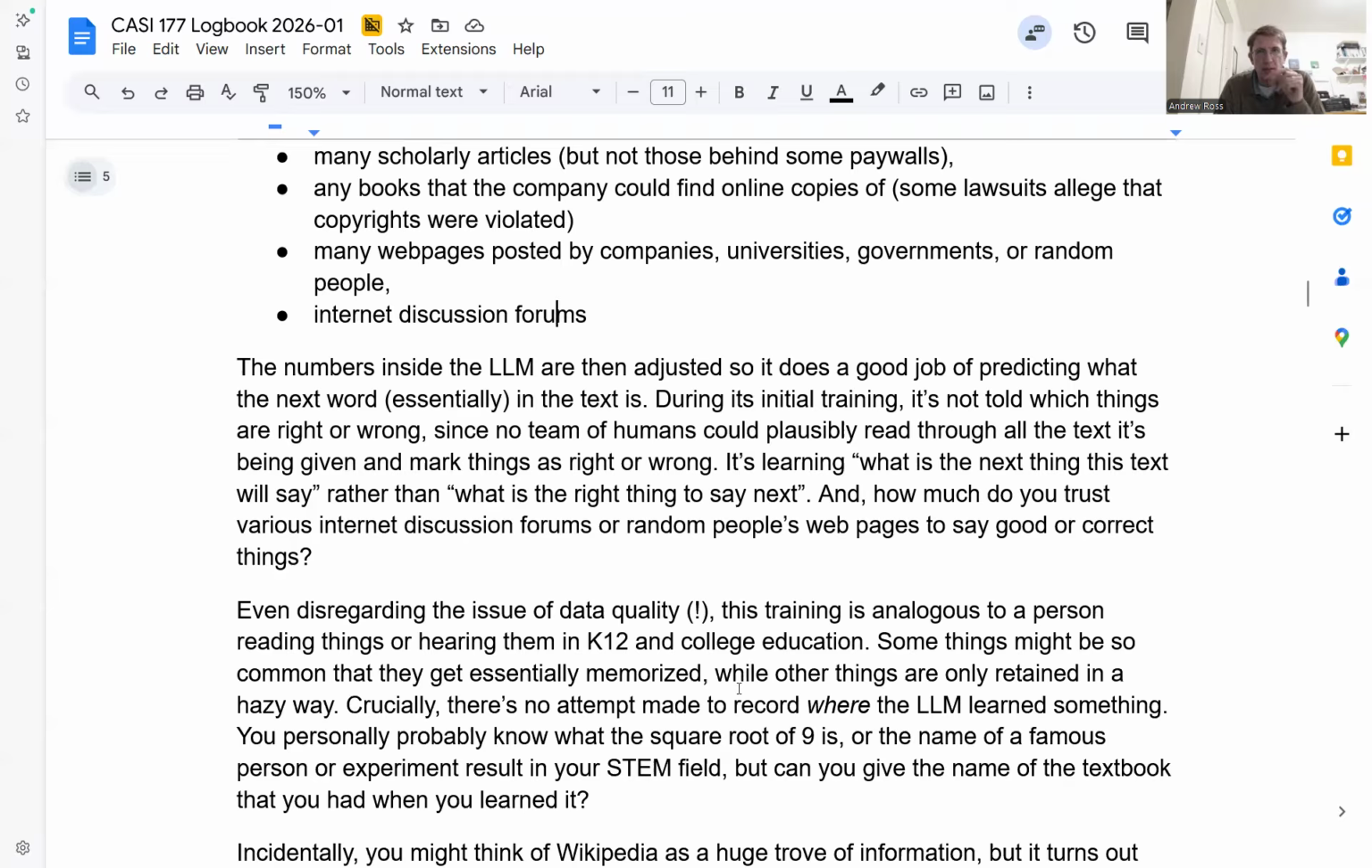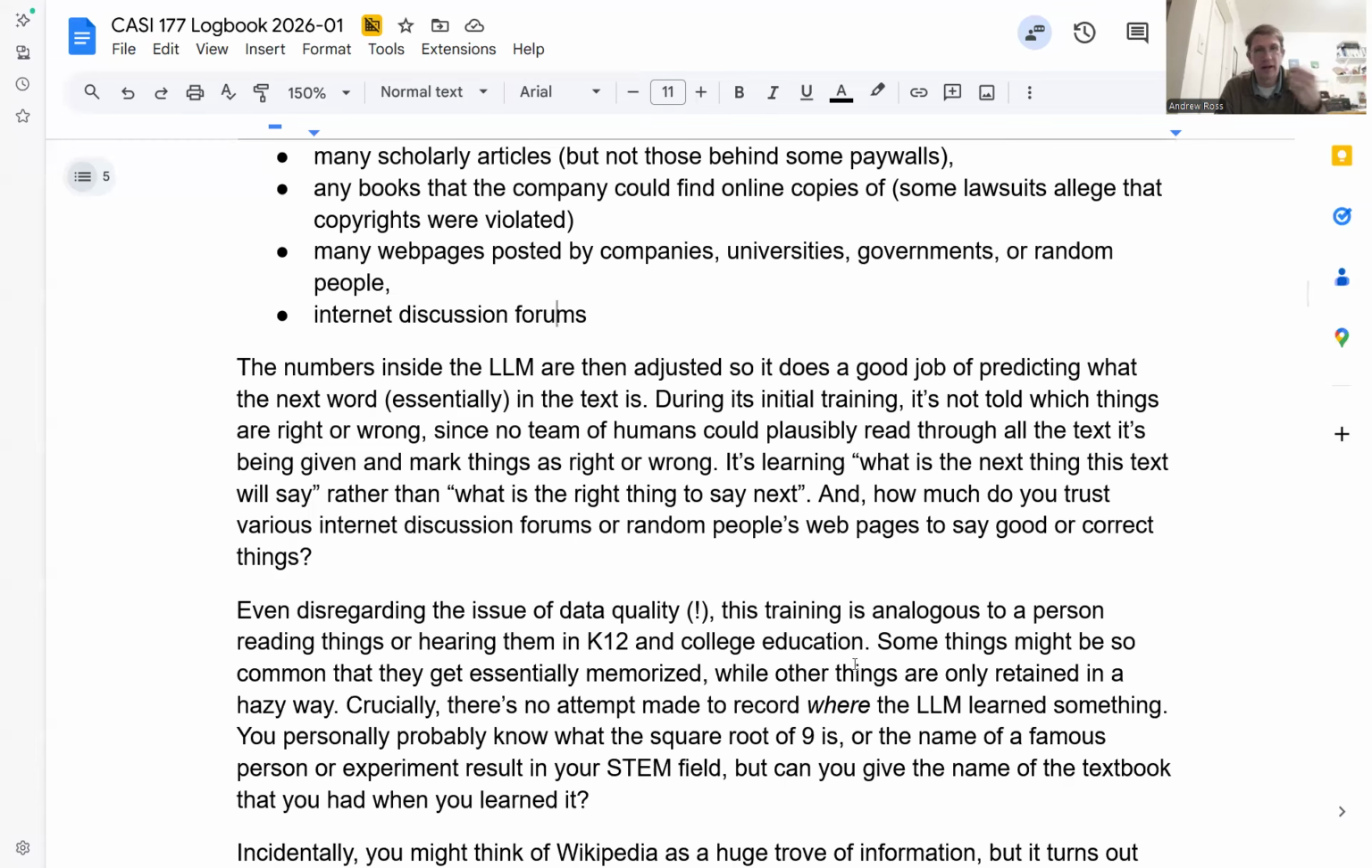In particular, there's no attempt made in LLMs for them to record where they learned something. Like you probably personally know that the square root of 9 is 3, but where did you learn that? You maybe can envision the classroom, but do you remember the name of the textbook? Probably not. Do you remember the name of a famous person or experiment in your field? Probably. What textbook did you learn it from?